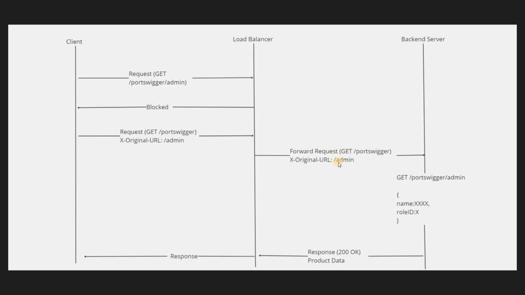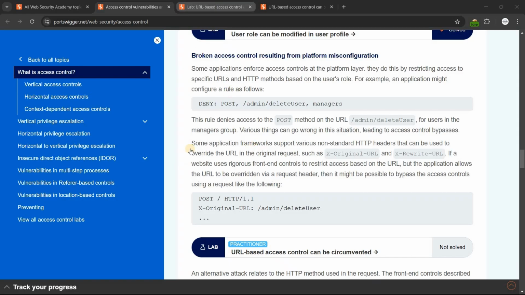Now the backend server gets this request and it'll add this admin to the URL. So now it will be like GET slash admin and we'll get the admin panel access and the details in it. Now the response will be sent back to the load balancer and the load balancer sends it back to the client. So based upon this, we'll be solving our lab. So let's solve this lab.